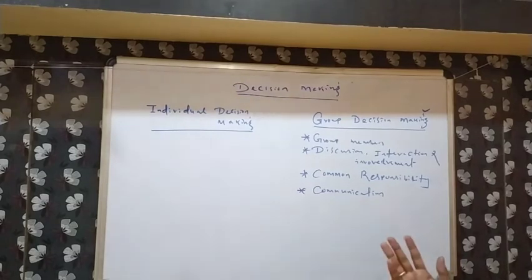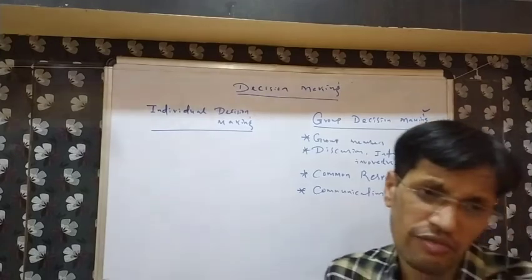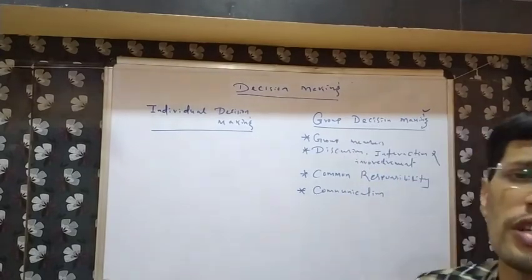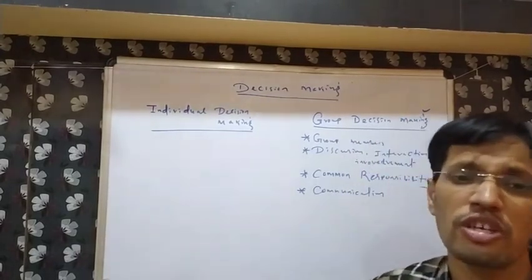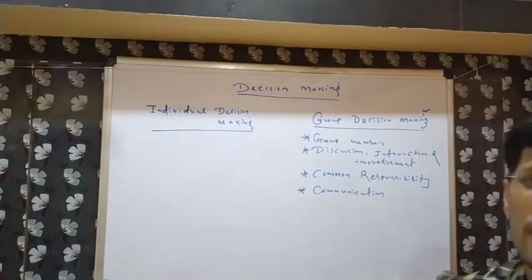This is not a very unusual system of decision making. Rather, we can say it is a very commonly found decision making system. So why has this kind of decision making pattern been adopted?